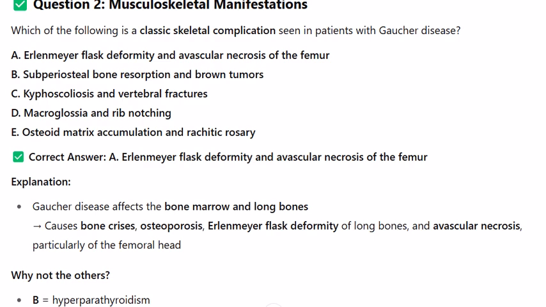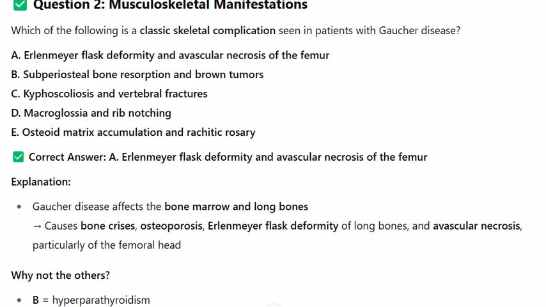C. Kyphoscoliosis and vertebral fractures. D. Macroglossia and rib notching. E. Osteoid matrix accumulation and rachitic rosary. Correct answer, A. Erlenmeyer flask deformity and avascular necrosis of the femur.